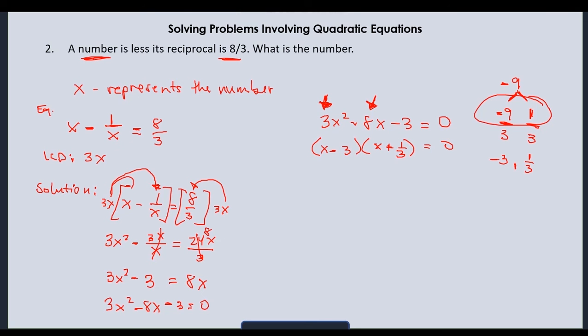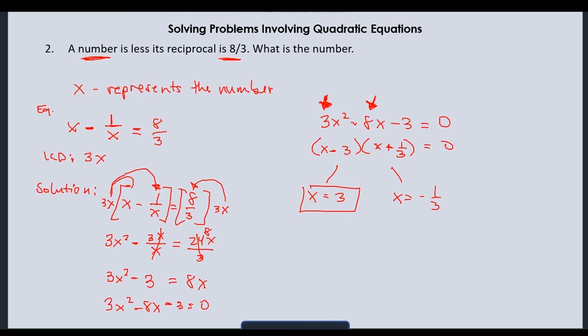So now, I'll be erasing my sketch. Let's erase this one since we now have our factors. Next, the zero product property. This is going to be x equals 3. The other one is x equals negative 1/3. You could choose any value here since we're just looking for a number.